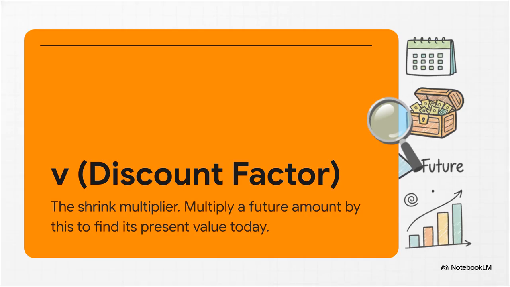Next up is V, the discount factor. I always like to think of V as a time machine. It's the exact decimal factor that you multiply by to shrink a future payment back into today's present value. If someone promises you £1 in a year and V is 0.94, that means their future promise is worth exactly 94 pence to you right now. Mathematically, V is calculated as 1 divided by 1 plus I. It's the core engine that lets us pull money backwards through time.